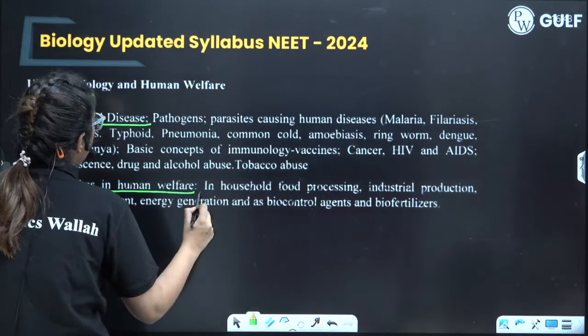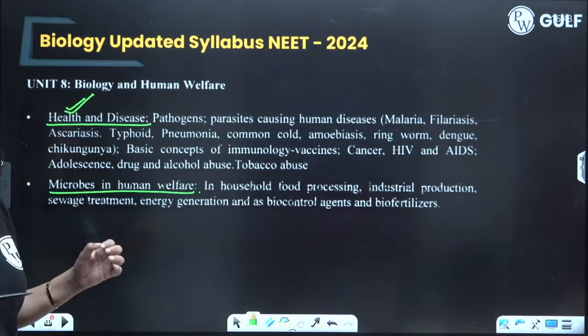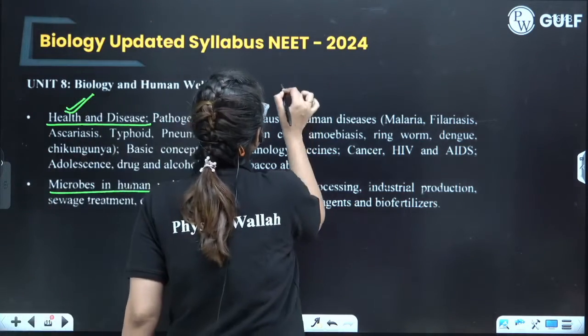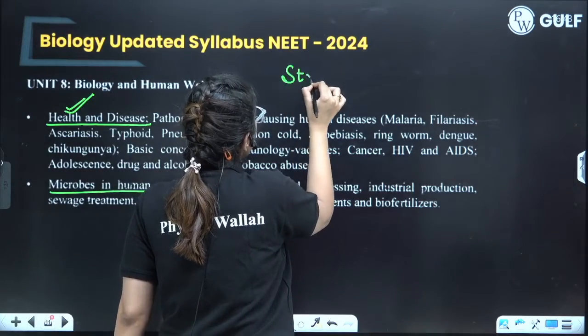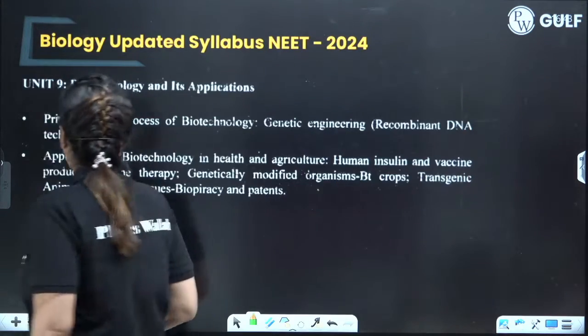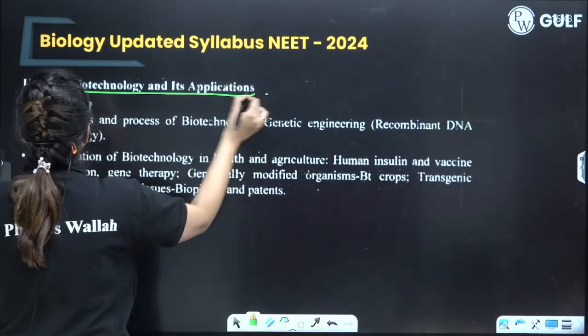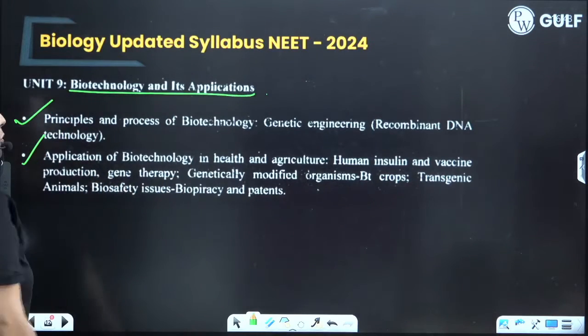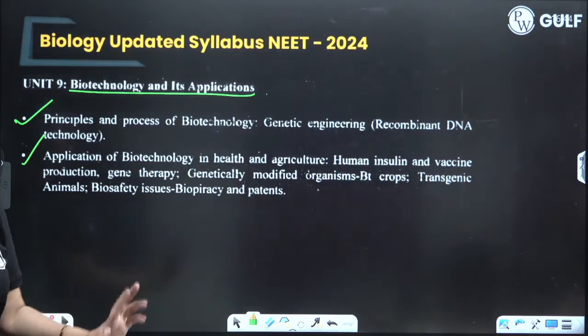Microbes in human welfare, guys. This chapter is already there, but one chapter, that is strategies for enhancement of food production, is deleted. Clear? Now, moving on to the next, biotechnology and its application: principles and applications, both the chapters you have to do, that too in detail.